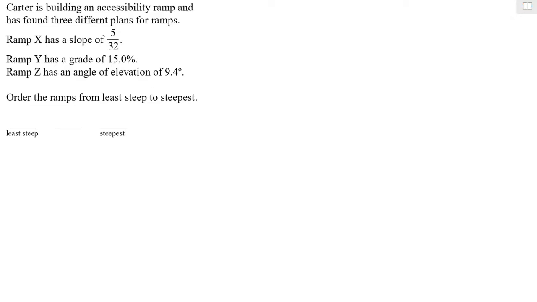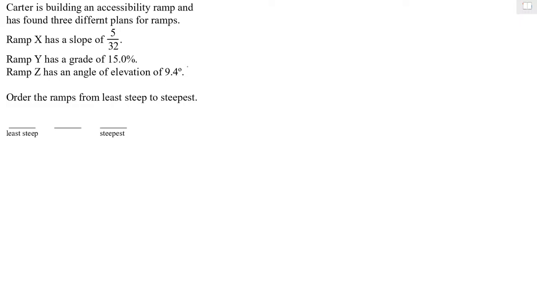In this video, I'm going to show you how to compare the steepness of lines given in different formats to each other. The three formats we're going to be looking at are fractions, percent grade, and angle of elevation. So the idea is going to be that we're going to need to convert these three into the same format so we can compare them. So let's read the question and see how we can handle this.